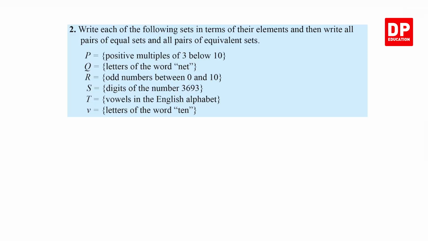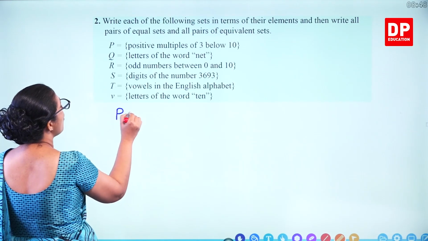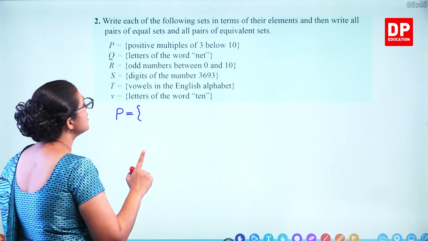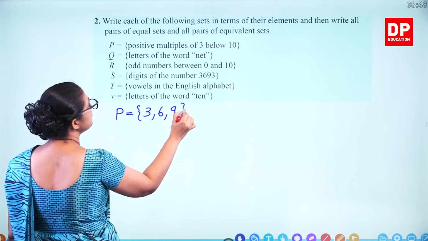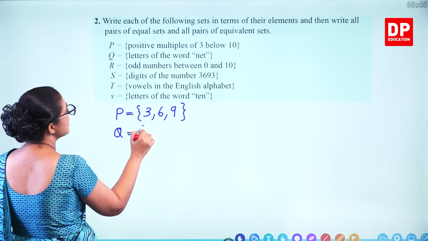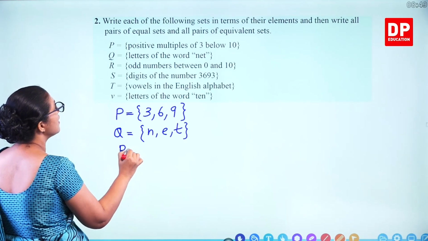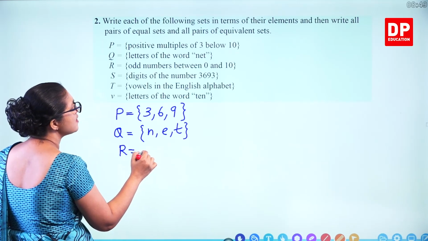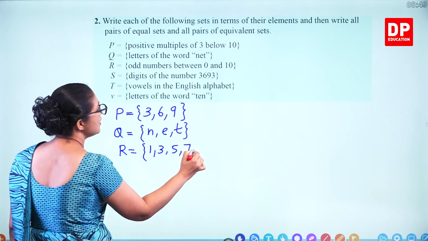Write each of the following sets in terms of their elements and then write all pairs of equal sets and all pairs of equivalent sets. So we first write down all the elements. P, positive multiples of 3 below 10: 3, 6, 9. Q, letters of the word NET: N, E, T. R, odd numbers between 0 and 10: 1, 3, 5, 7, 9.